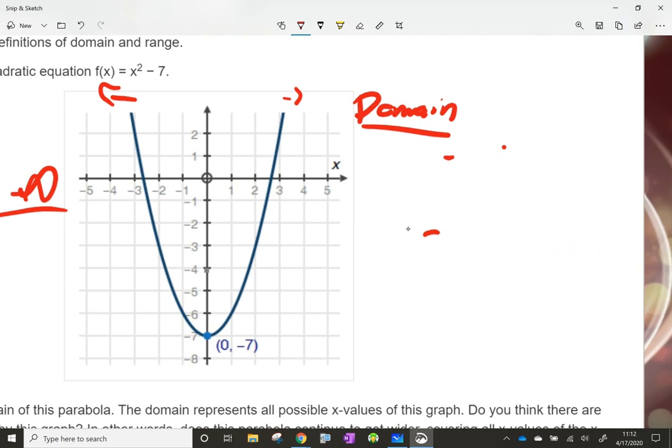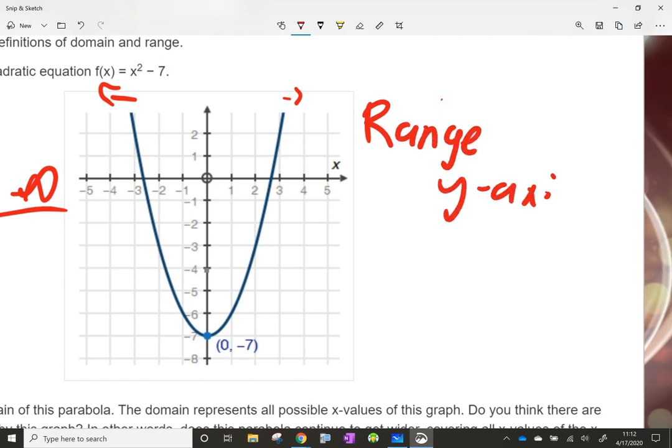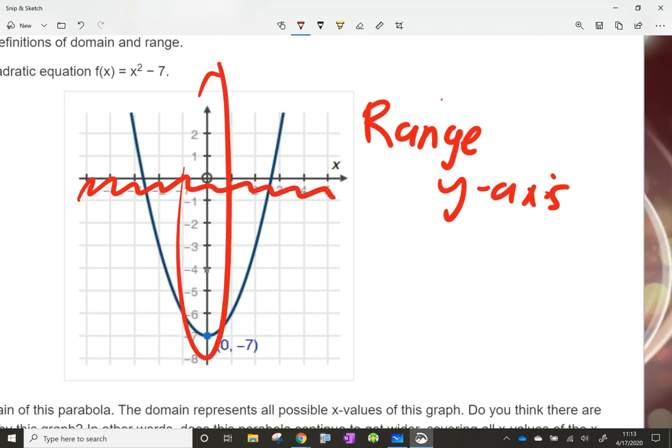Now for range. For range, it's the same thing, but it's for the y-axis. Now the y-axis is the axis that goes up and down. So what we're talking about here is how far up and how far down will our graph go. Now our graph does have a bottom limit because here at the bottom it does not go below that value at -7 on the y-axis. Remember, don't look at the x-axis here, that's irrelevant. We're only focused on the y-axis values, okay?